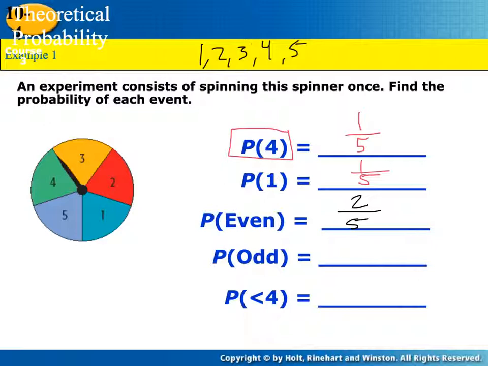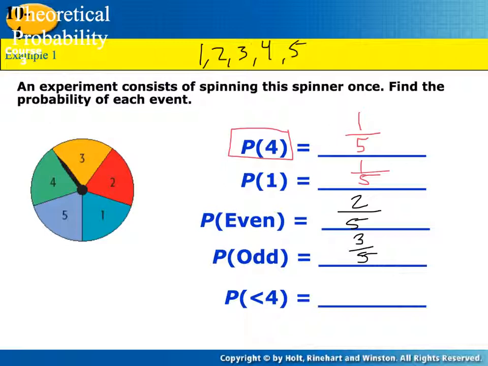5. This is like a bilingual math class. Gotta love it. Learning Spanish with the math. Okay? Then you have odd. Well, there's 3 odd numbers, 1, 3, and 5. So this one's 3 out of 5.